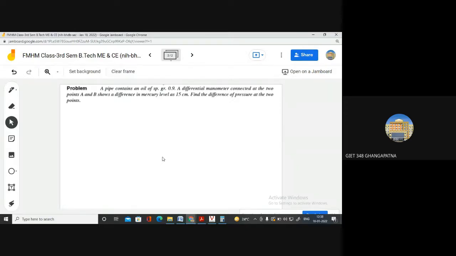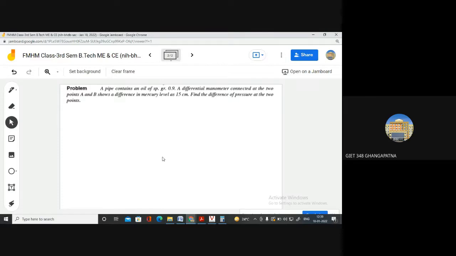A pipe contains... Sahil, read out the question. Sir, a pipe contains an oil of specific gravity 0.9. A differential manometer connected at the two points A and B shows a difference in mercury level of 15 centimeter. Find the difference of pressure at the two points. Okay. Find the difference of pressure at the two points.